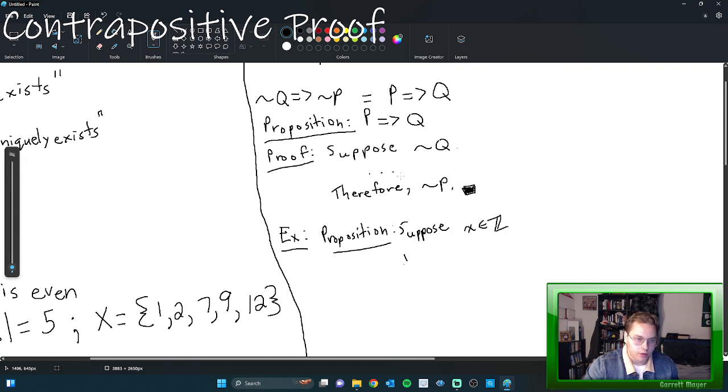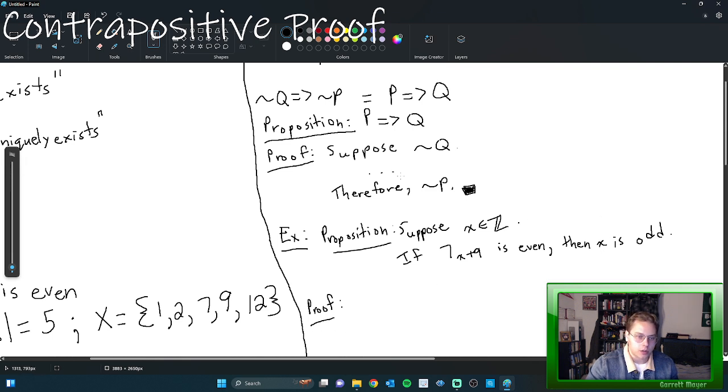then we have if 7x plus 9 is even, then x is odd. And to prove this statement, we're going to start by supposing that Q is not true. So in this case, x is odd is Q, 7x plus 9 being even is P. P, then Q. But here we're going to start by supposing not Q.